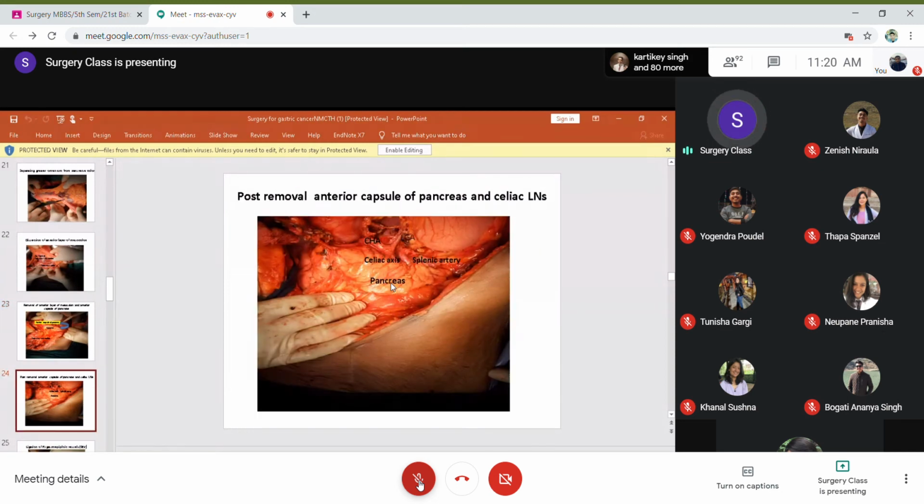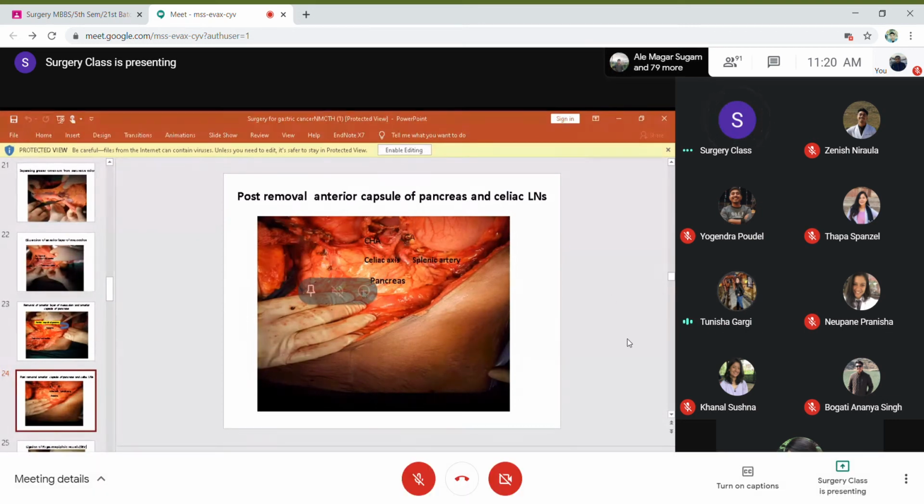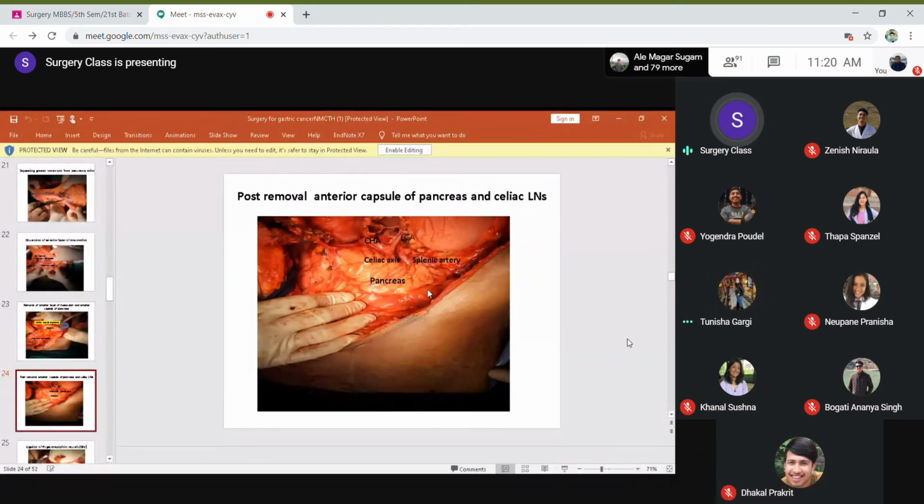And then now you can see the vessels. We have removed the anterior layer of the capsule of the pancreas, and then you can see the naked vessels. See this? Common hepatic artery, the celiac axis, the splenic artery, all the branches of the celiac axis. And the left gastric artery superiorly. And you can see the pancreas, the yellowish structure. Are you seeing it?